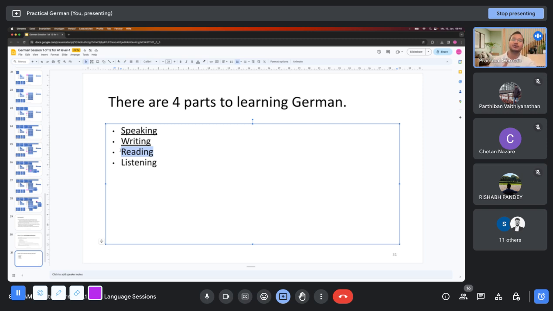Now the point is, what do you read? Anything. Grab the prospectus from your office reception. Every office you go to, they have prospectuses about different things. Grab the one which is in German and start reading. Anything you can read.